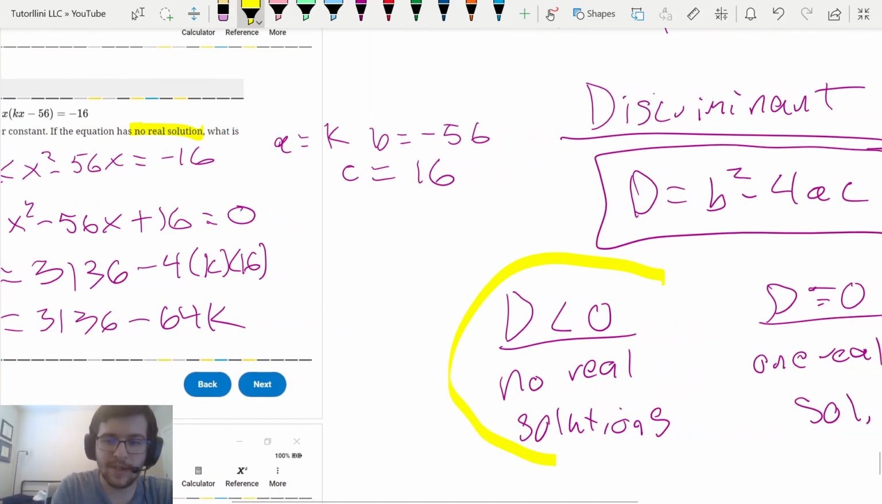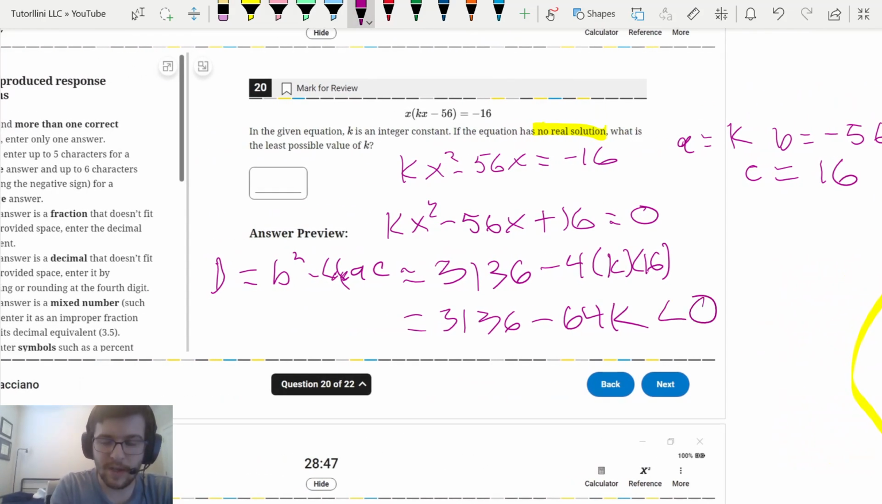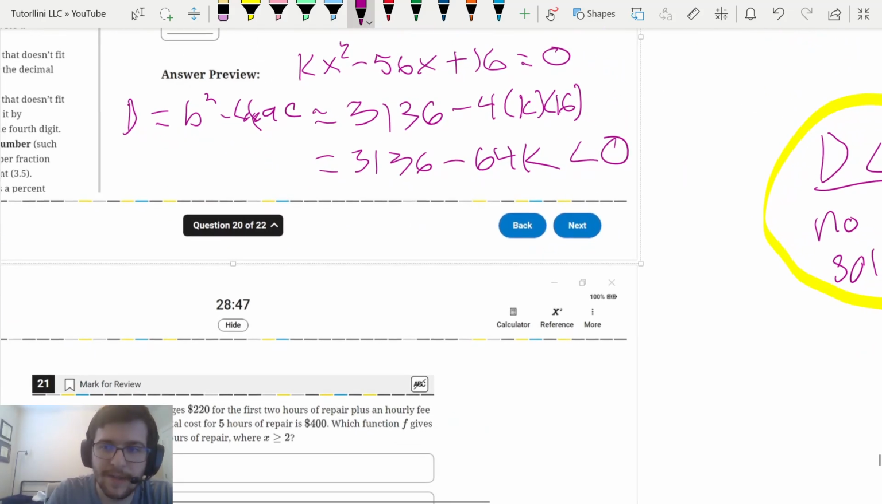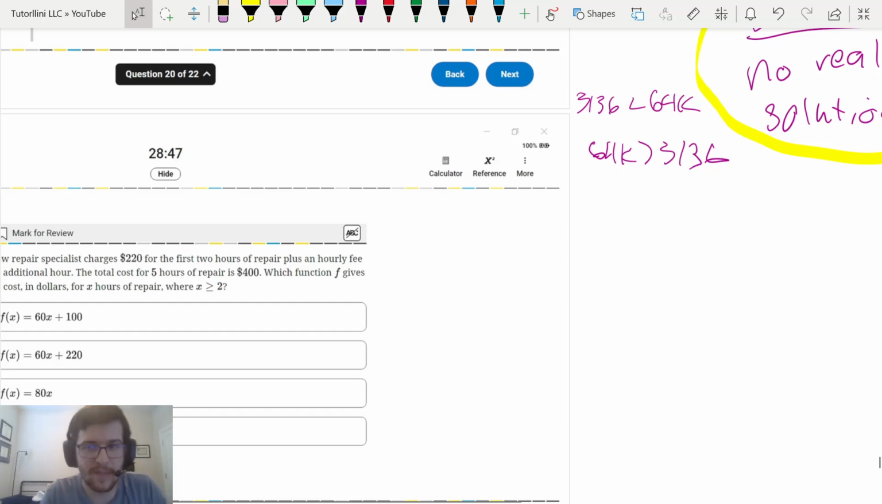So that means the discriminant is less than 0. So we're going to put less than 0, and now we're going to solve this inequality. We add 64K to both sides, and we get 3136 is less than 64K. Now I'm going to flip it. So 64K is greater than 3136. And now I'm going to divide both sides by 64. And we get K is greater than 49.